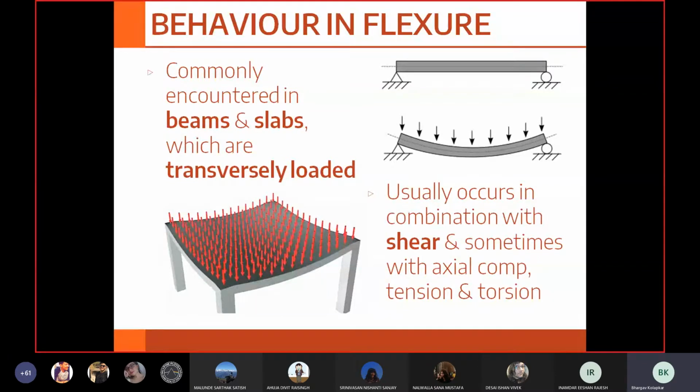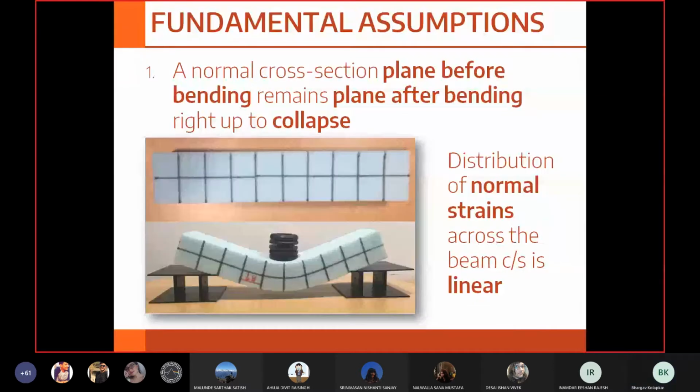And we sort of design a beam for flexure, and then we check it for shear, and if required, we design it for shear. Sometimes it also occurs with axial compression, axial tension, and torsion. Okay. Now, concrete is a composite material. So before we develop a theory of bending for a composite material, it is advisable to look at the basic theory of bending that is defined for a homogeneous material.